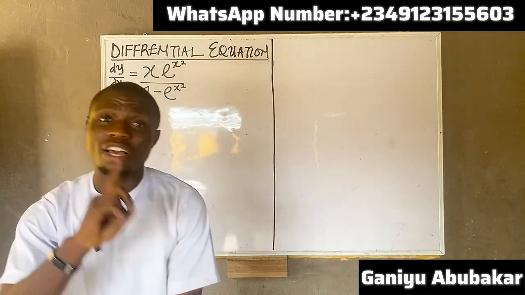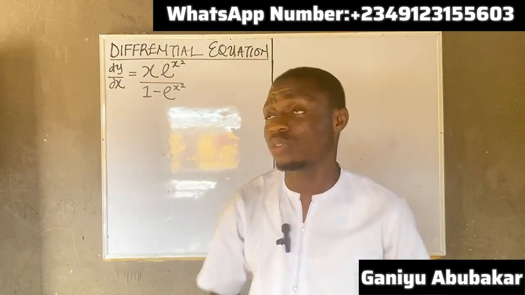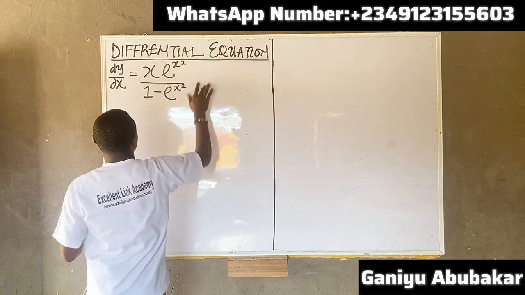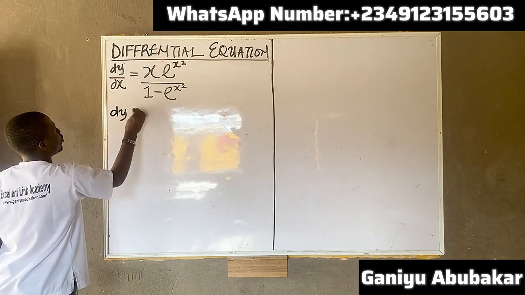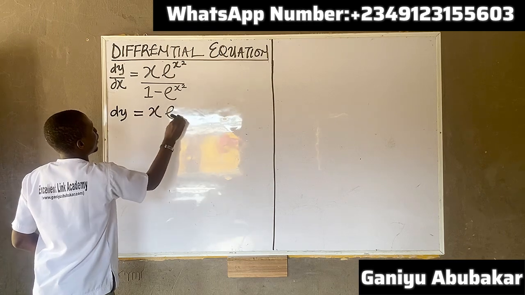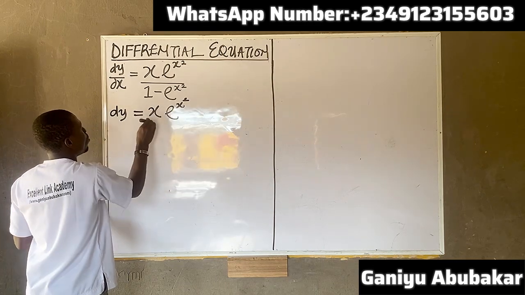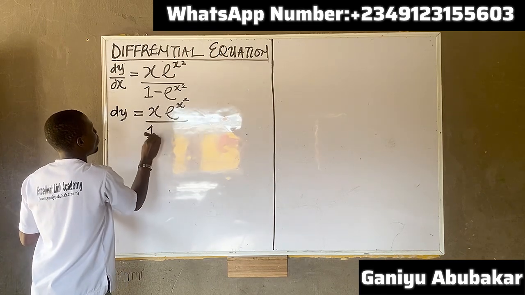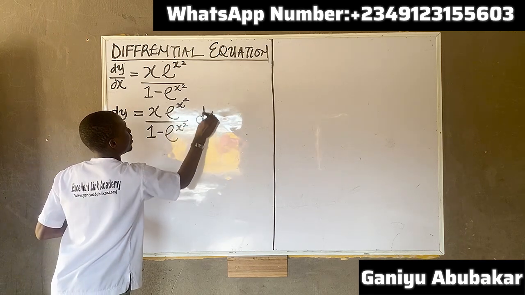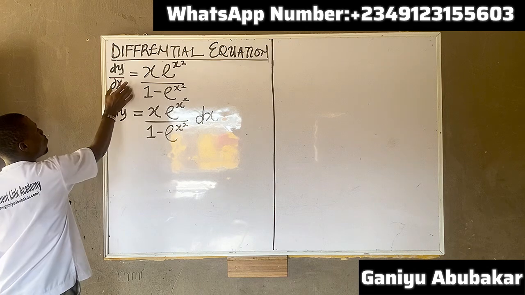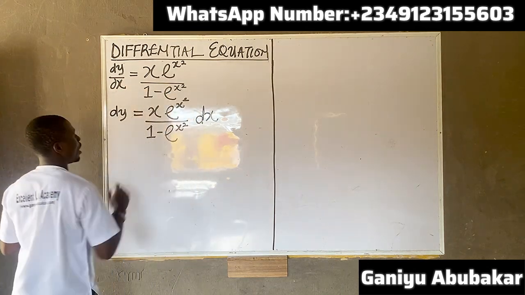What I've been doing so far is to just take the dx to the other side. So take this dx to the other side. That gives you dy is equal to x exponential x squared all over 1 minus exponential x squared dx. Of course, take the dx here and move it here, that gives you what you're having here.